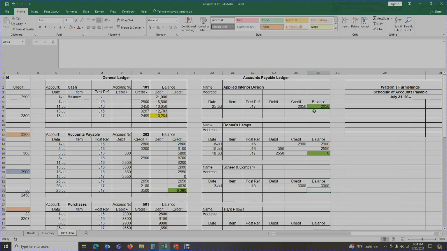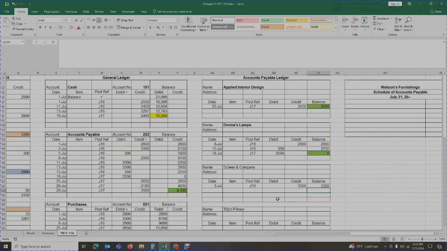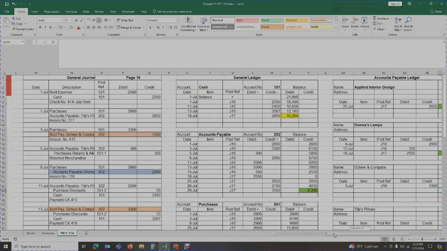And remember, the balance will always be a credit because this is accounts payable. Accounts payable is a liability account with a normal balance of a credit. So look over here, liabilities always have a balance of a credit. Okay. So now we've done that one for July the 3rd.